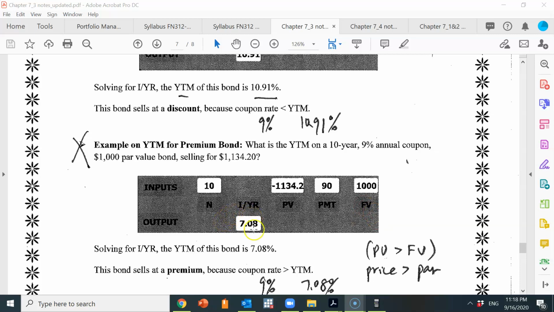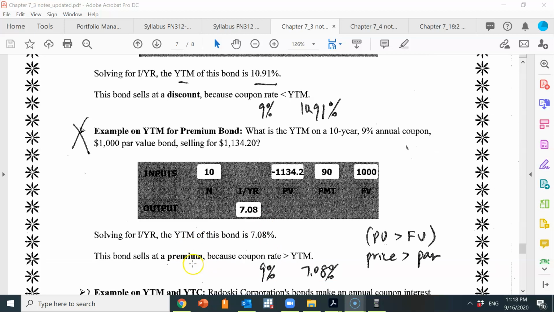Compute for I, we're going to get 7.08. We add back the percentage sign, and this should be the yield to maturity for this premium bond. This is a premium bond because the coupon rate, 9%, is higher than the yield to maturity, 7.08%. Also because our present value or bond price, 1134.2, is higher than our par value, 1,000. So we say it's a premium bond.